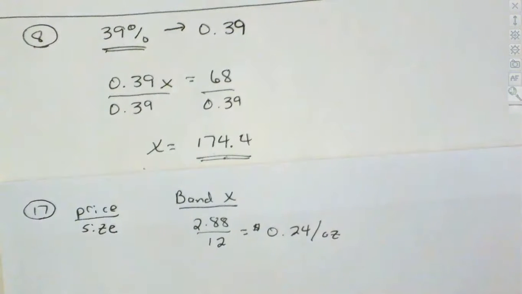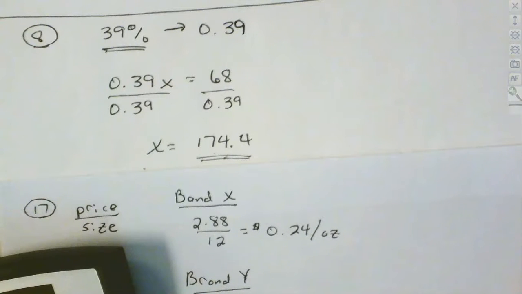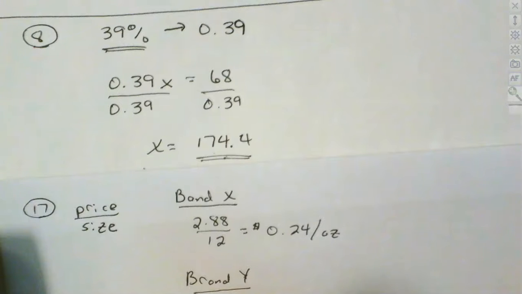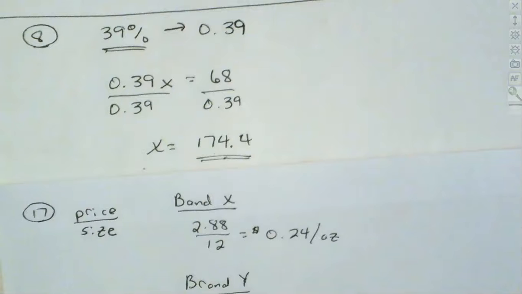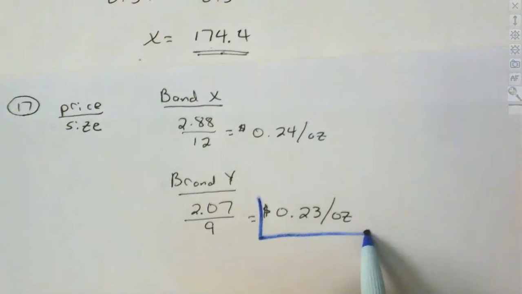What about brand Y? Well, for brand Y, it's smaller and it is cheaper, but it's $2.07, and instead of 12 ounces, it's only 9. So 2.07, we're going to divide that by 9, and that's going to give us 23 cents per ounce. So which one, in this case, is going to be the better buy? The smaller container is actually the better buy, right?